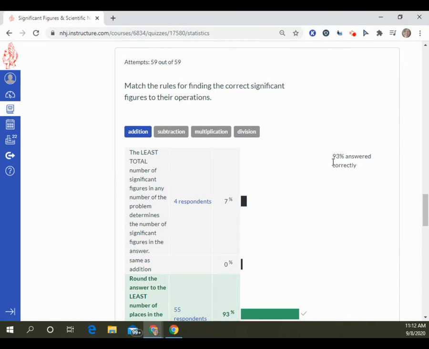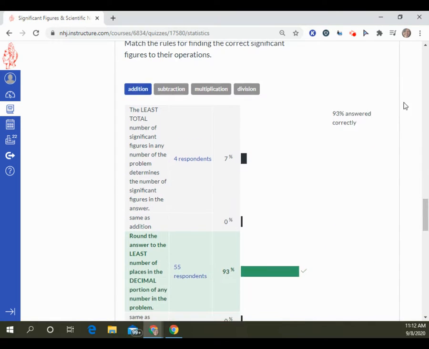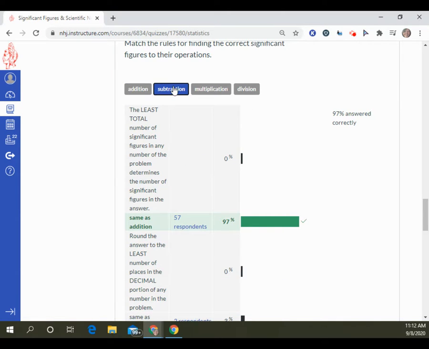All right. This one, 93% of you answered this one correctly, so I feel like we're kind of good. Addition, round the answer to the least number of decimal places, to the least number of places in the decimal portion of the problem. So you line up the numbers, line up the decimal points in the numbers, and then round off the number at the shortest one. And subtraction is the same as addition. You guys, 97% got that right.